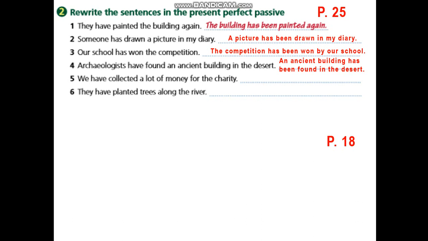We have collected a lot of money for the charity. So it's gonna be a lot of money has been collected for the charity. If you can see, a lot of money has, because the word money is uncountable, so it's treated as a singular noun. They have planted trees along the river. Exactly. Trees have been planted along the river.